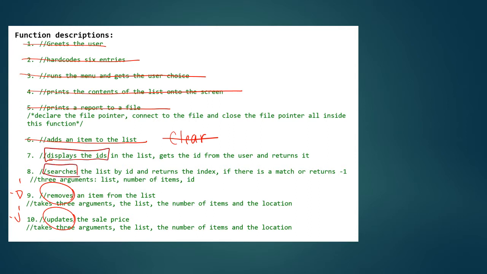So this display IDs function is just basically going to go through the list and display all of the unique IDs in the list and have the user enter which one they want to modify or delete. Then the search function is going to take that unique ID and go through and return the index or the location. So in the next slide, I'm going to give you a visual picture of what this will look like.